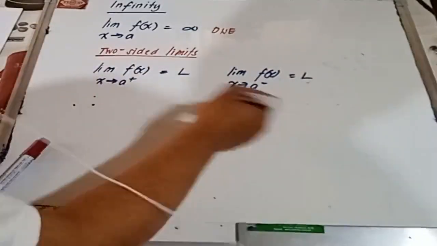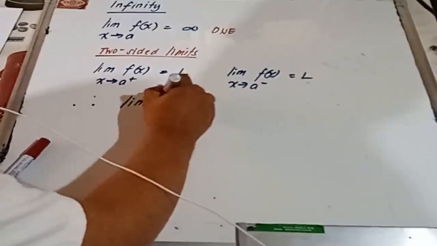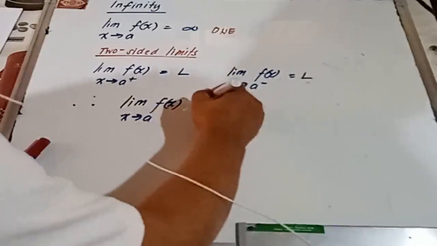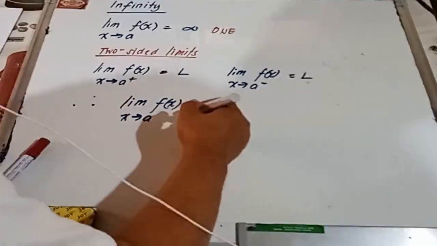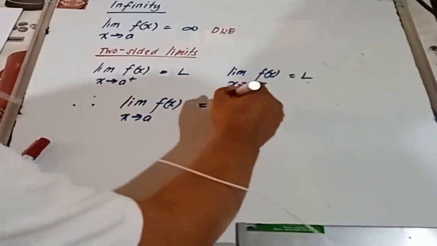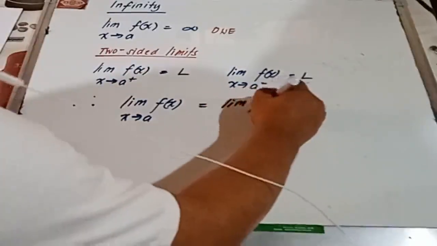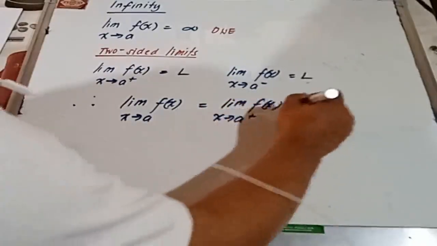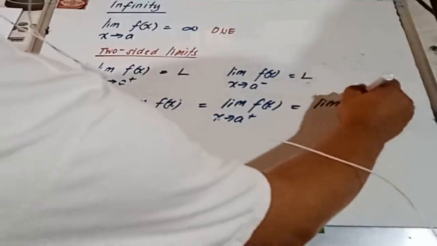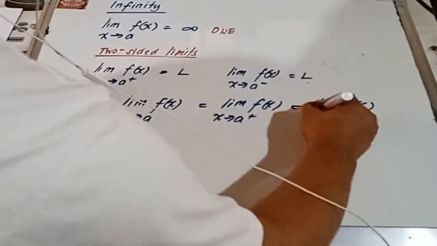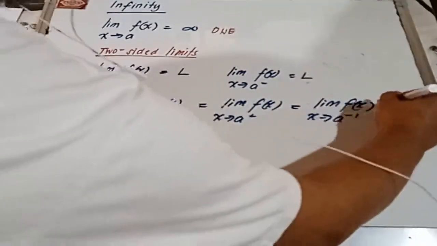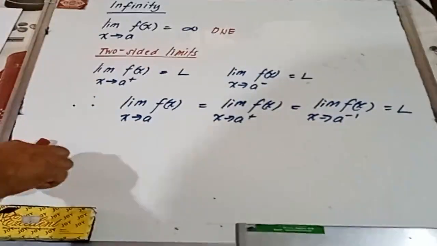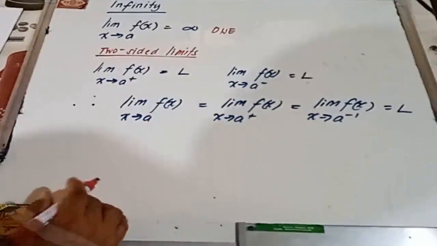Therefore, the limit exists because the limit of the function f of x as x approaches a to the right is equal to the limit of f of x as x approaches a to the left, which is equal to L. So therefore, limit exists. Kailan natin masasabing limit does not exist?